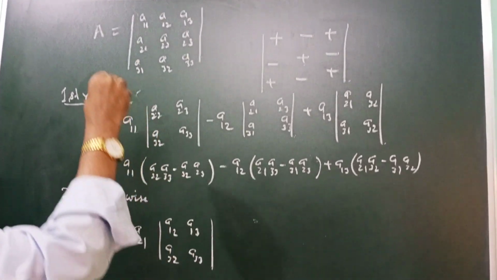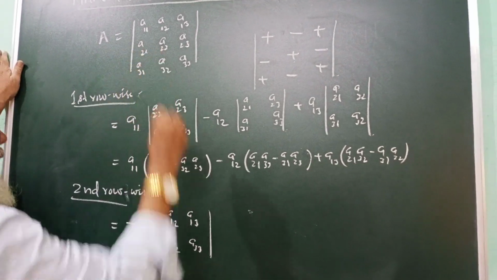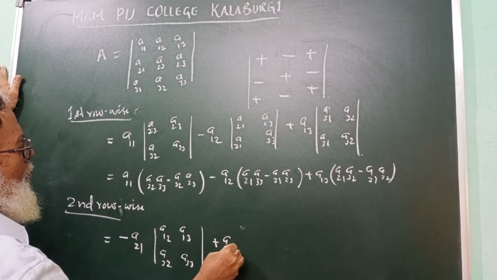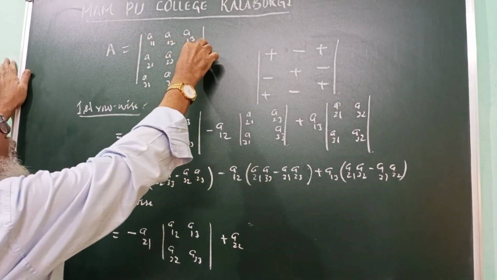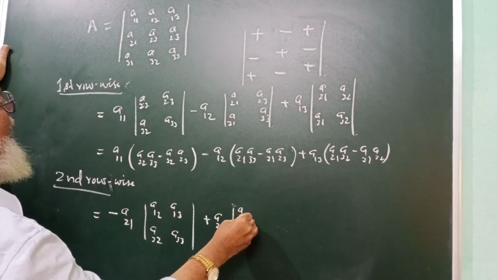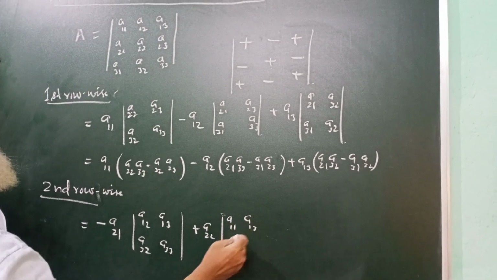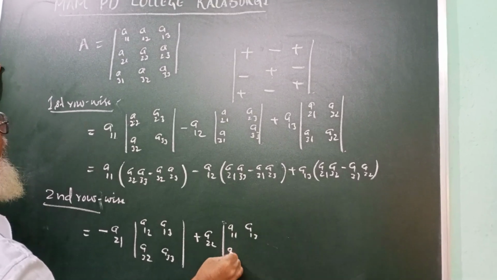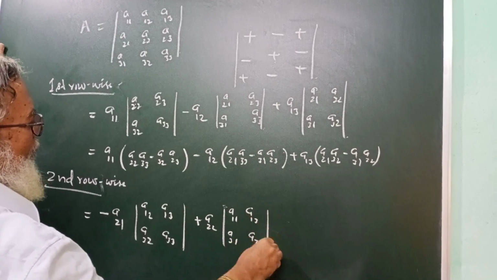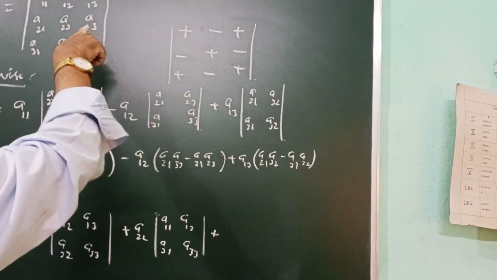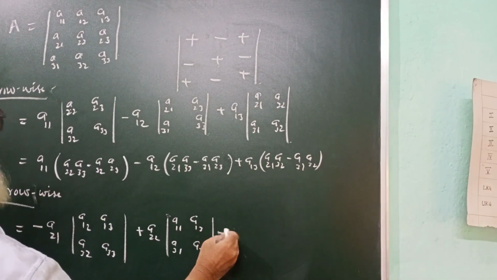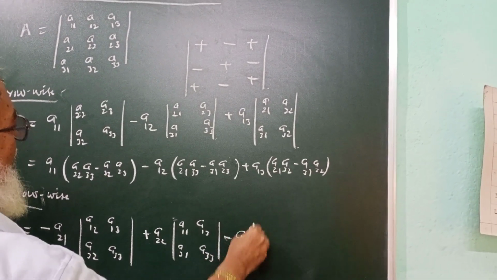Then the next element of the second row is A22. There is a plus sign for this. So it is A22. Again delete the row and delete the column and write down A11, A13, A31, A33. Then to write down the third element we have to take a negative sign, so we take negative sign, A23.